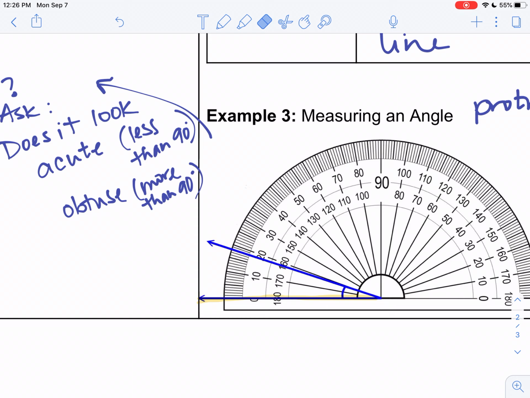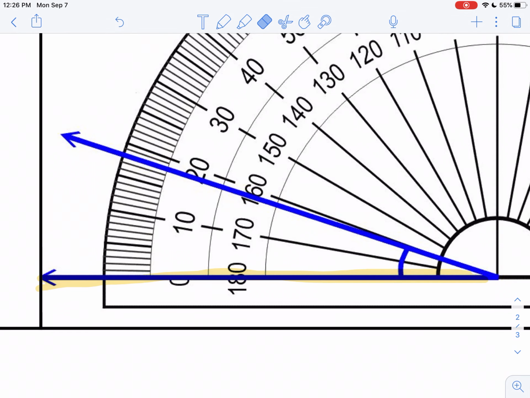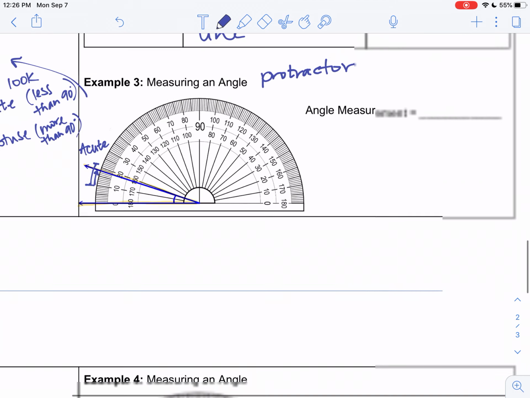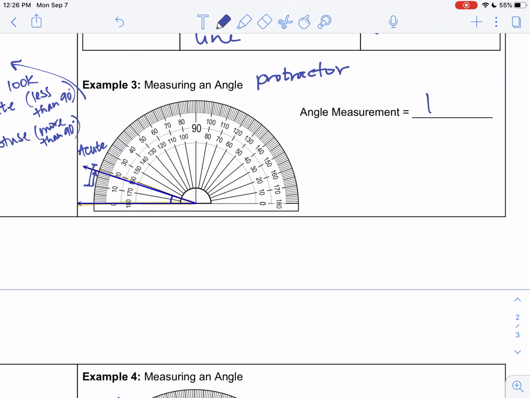So if I take a look here, I notice that the second ray of my angle is hanging out between... first of all, I'm going to notice that it is an acute looking angle. It looks less than 90 degrees. And since it's acute, I'm going to use that smaller set of numbers. And I notice that I'm hanging out between the 10 and 20. Each of these little markings indicates 1 degree. So in this instance, I can count 8 degrees up from 10 up to where that ray comes through. So the measure of this angle is 18 degrees.